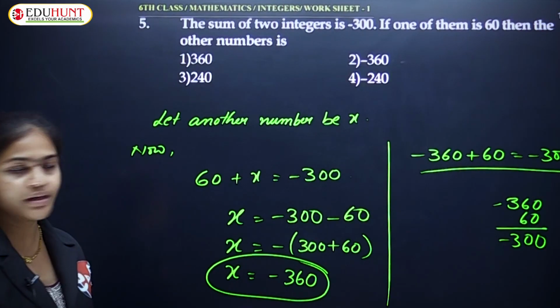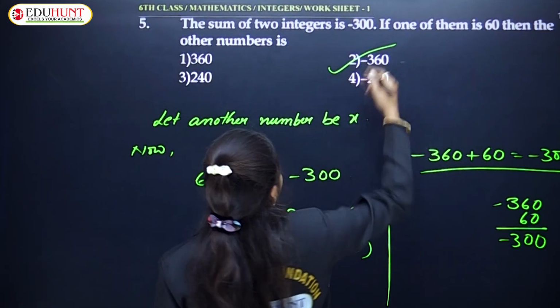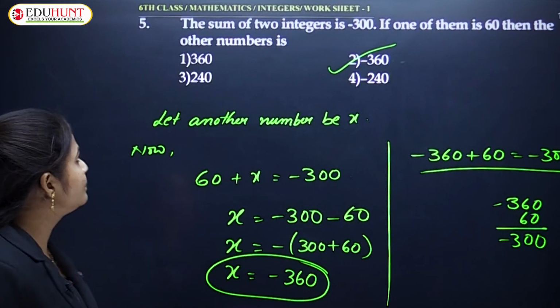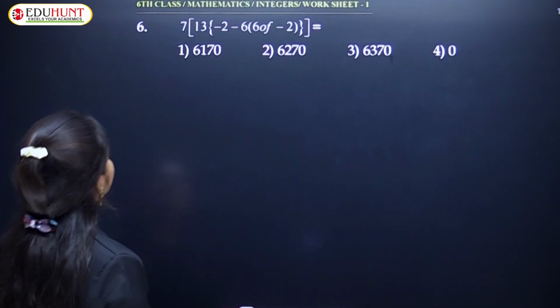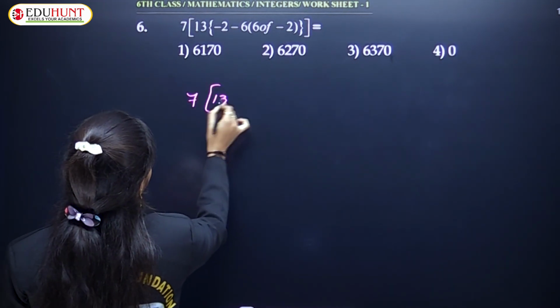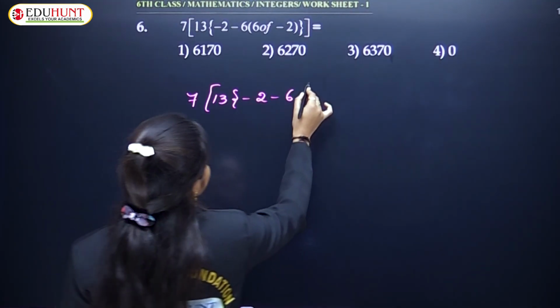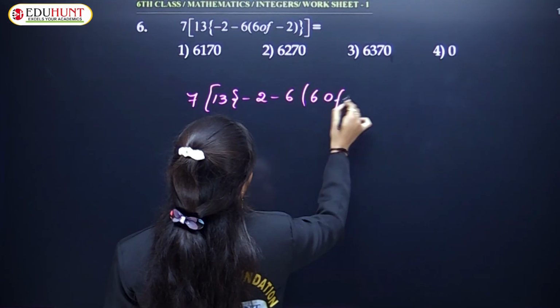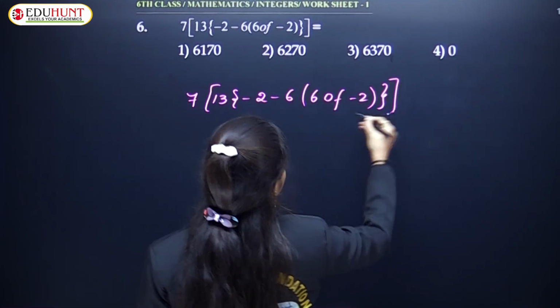Is it satisfying? Yes. So which option is satisfying? Minus 360. Am I clear to you? Yes. Children, say question number 6. What is that here? 7 into brackets of 13 minus 2 minus 6 of minus 2, and here the brackets closed.